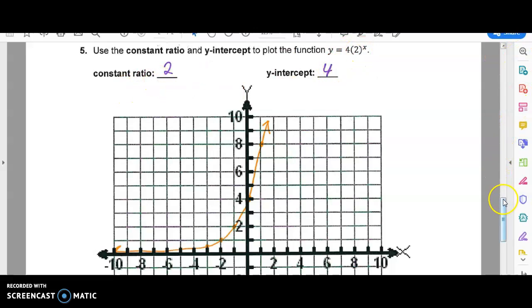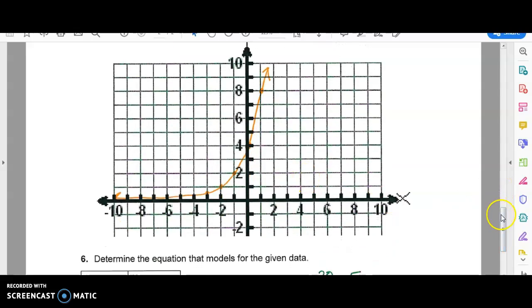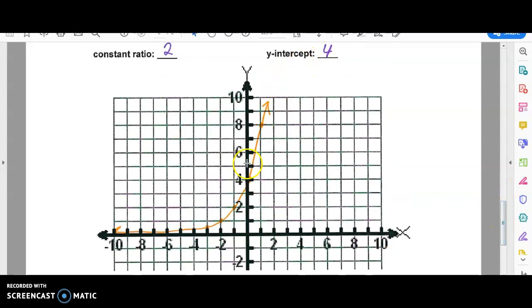So how are we going to graph this? Basically, let me go back up here. Y-intercept of 4. So I know I'm at a y-intercept of 4. The ratio is 2. So every 1 I move over on the x, I have to multiply my y by 2. So y is 4 here when x is 0. If I go up to 1, then 4 times 2 is 8. If I go up to 2, I multiply 8 by 2, it'll be 16.